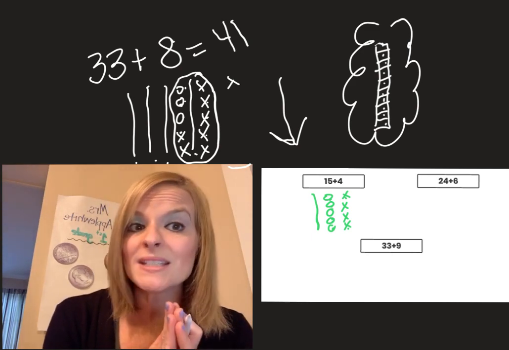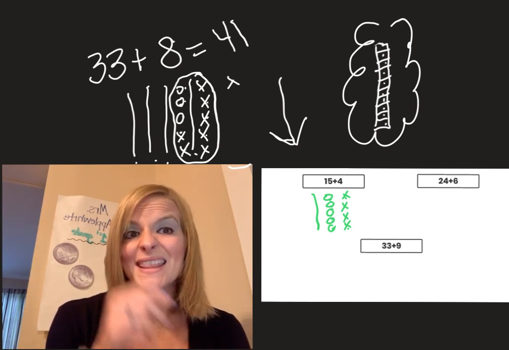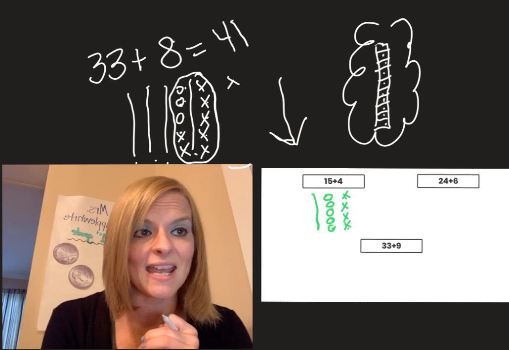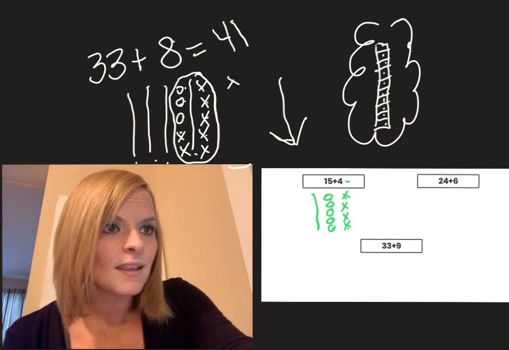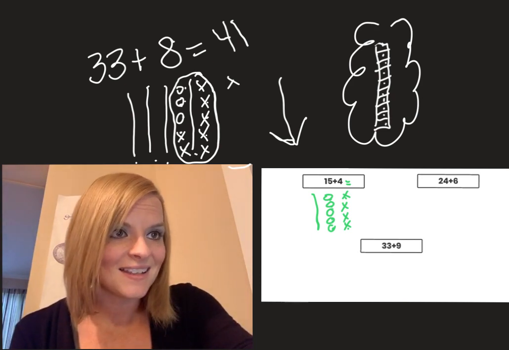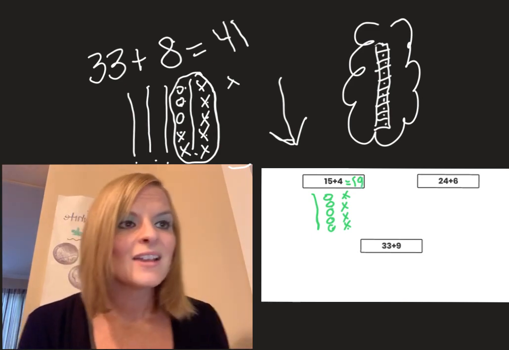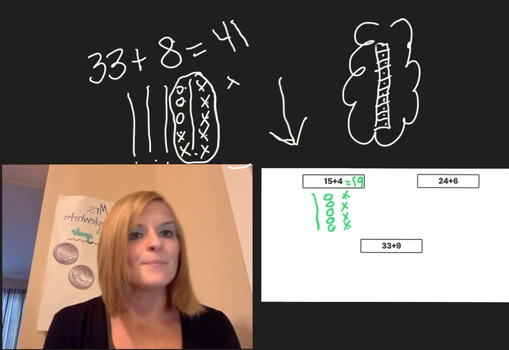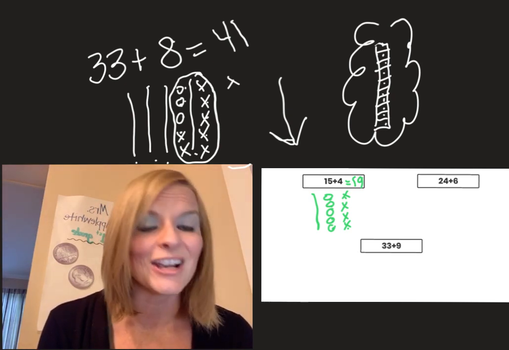I can only group it together if it equals 10. Because that would be like trading those 10 ones for that 10 rod. So I can only do it if there's 10. So I can just write the answer. Equals 1 ten is 10, and 9 ones is 9. So what's my answer? 19. Excellent job. You have 2 more to solve right here.